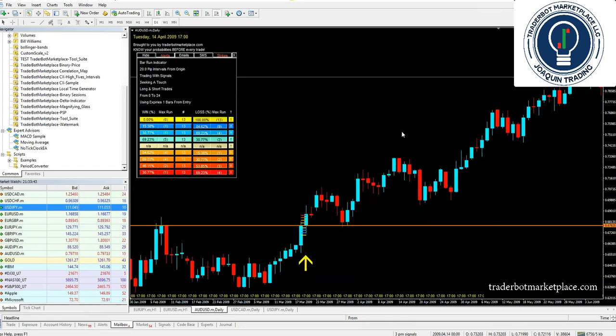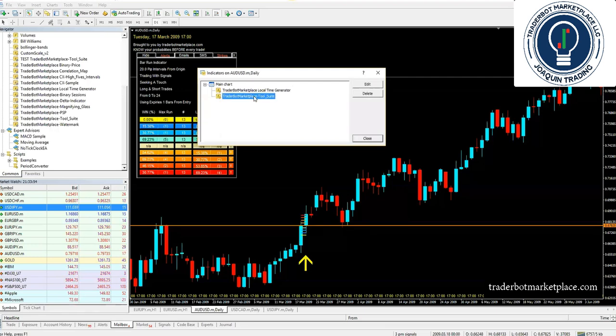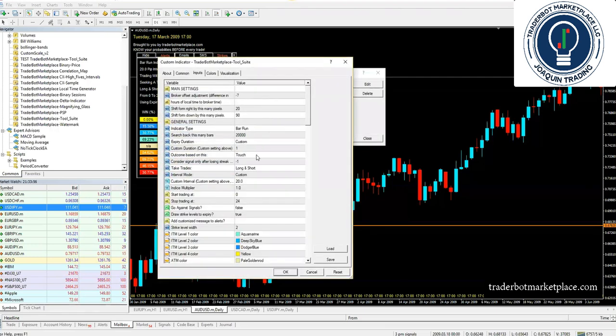Okay, let's talk about the question that Luke came up with on a pullback. We have something called touch and expire. It's different, and I haven't even written the manual on this yet. It's different from touch and retrace. Touch and expire.